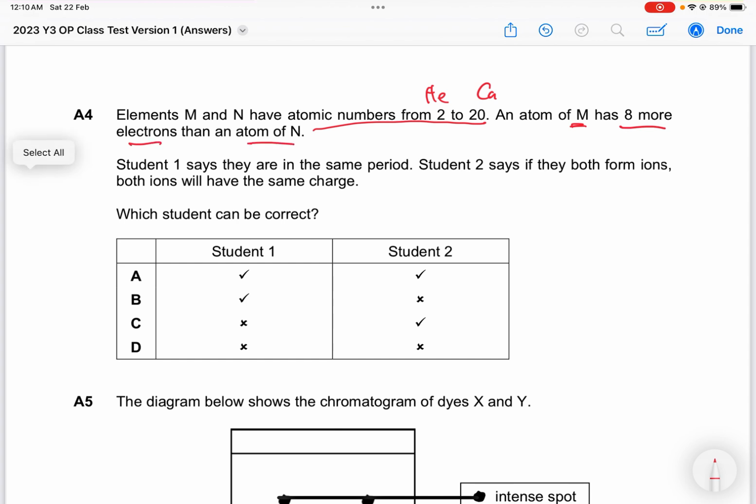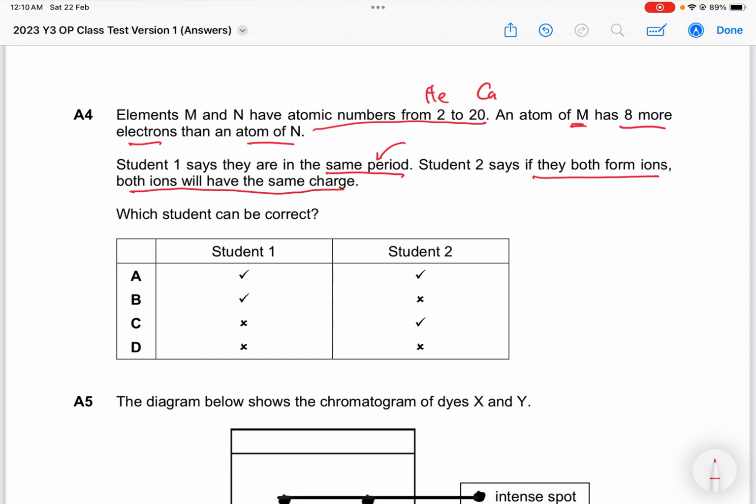Okay. Student 1 says they are in the same period. Student 2 says if they both form ions, both ions have the same charge. Which student should be correct? Now, if they're in the same period, how do you know, right?